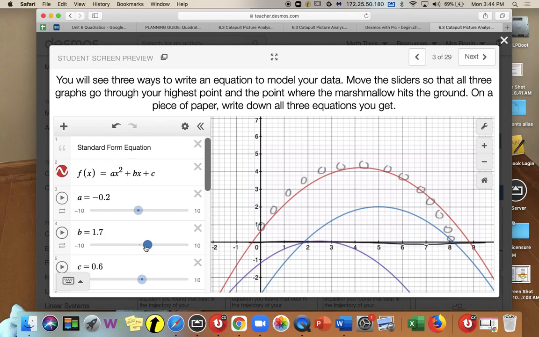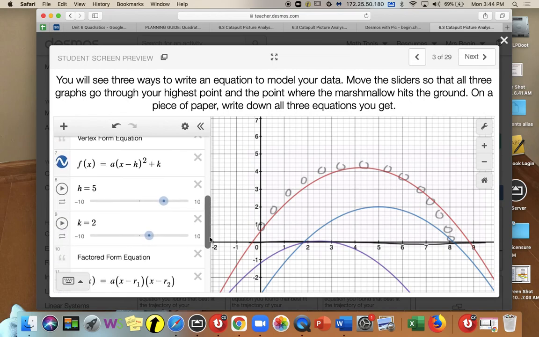Okay, this one's not bad. Okay, that one's not bad either. I can get most of the graph, and then this kind of gets cut off here. So I'm happy with the red. I'm going to look at the blue.